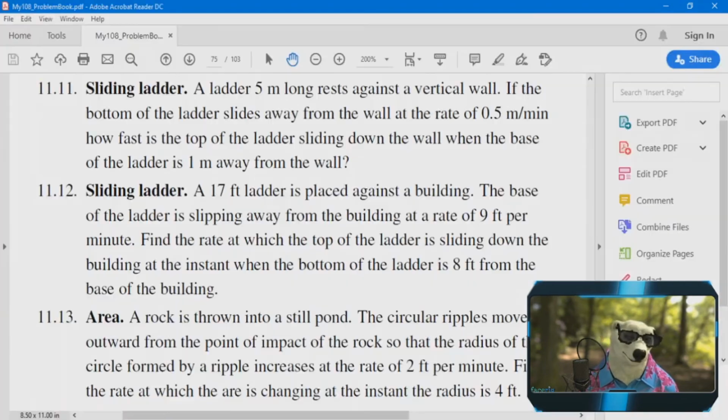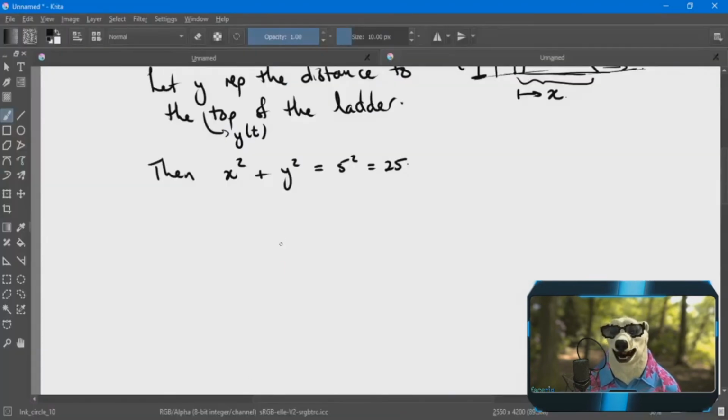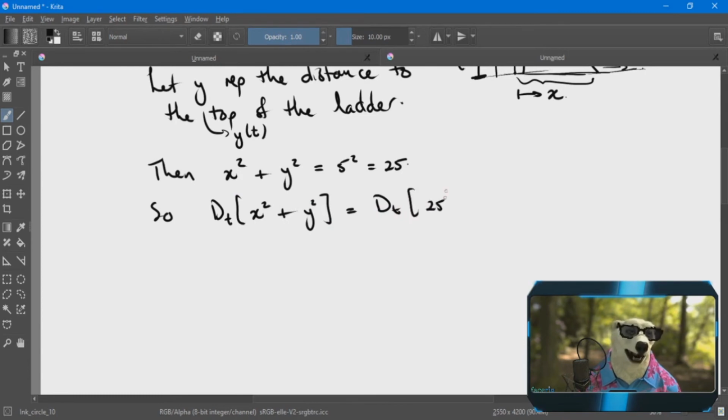Now the question is referring to the ladder sliding away from the wall at a certain rate, sliding down the wall, as well as some lengths. So there are rates of change involved in this question. So I need to get to a related rates equation, and I'm always going to do that the same way by taking the time derivative of both sides of the equation. My variable for these practical questions will always be time.